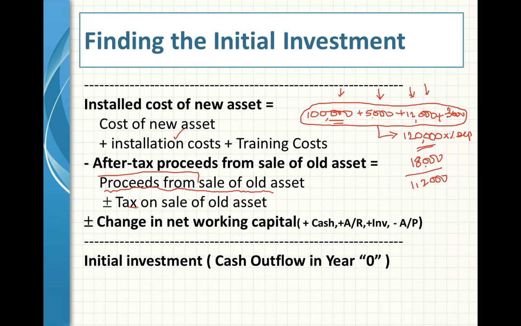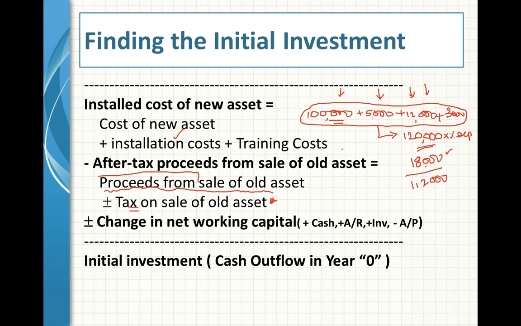Okay. Tax on sale of old asset, this I will explain to you with profit, with loss. But at the moment you just think that there is an inflow of cash by selling the old asset of 18,000. Initial investment on acquiring the new asset is 120,000, but you have an amount of 18,000 which is received by disposing the old asset, and also having this new asset, your working capital will have an impact.